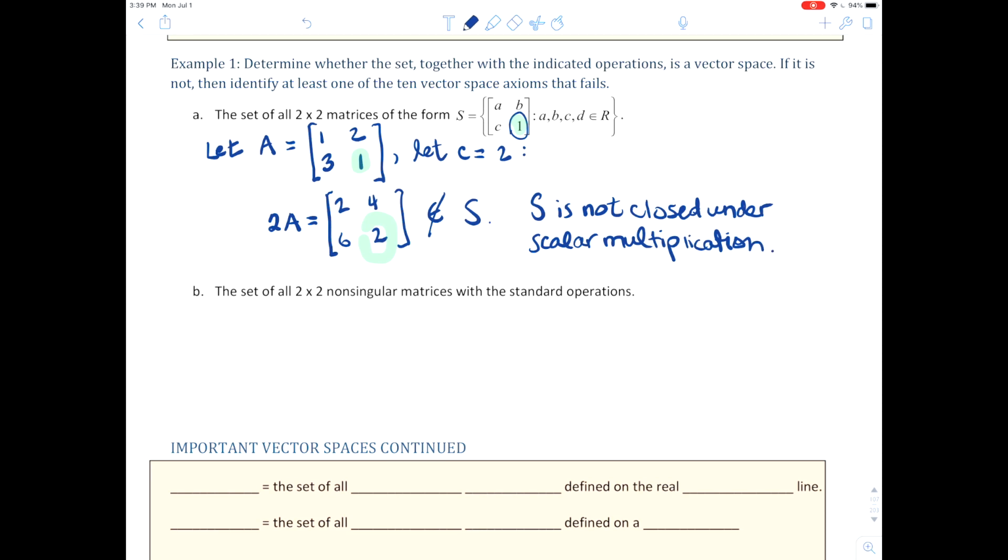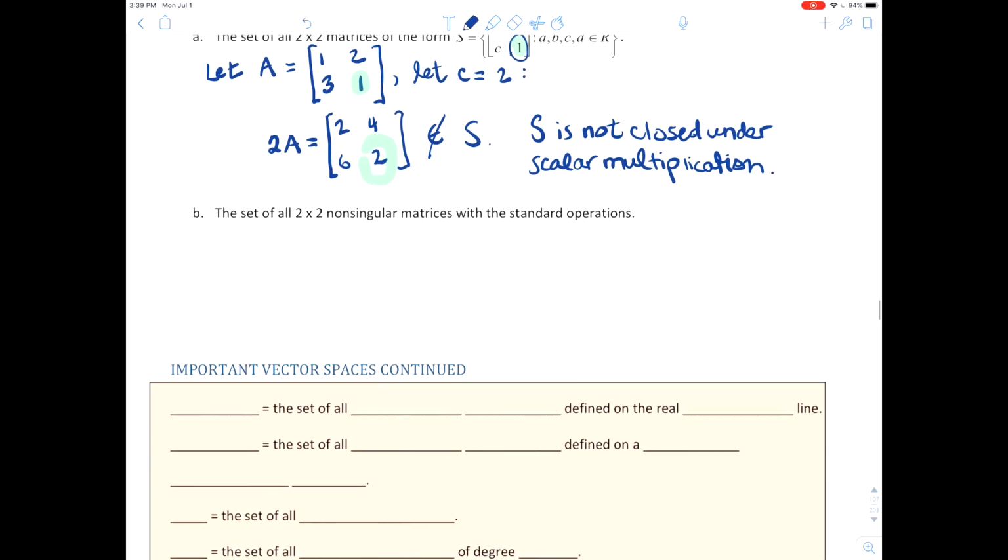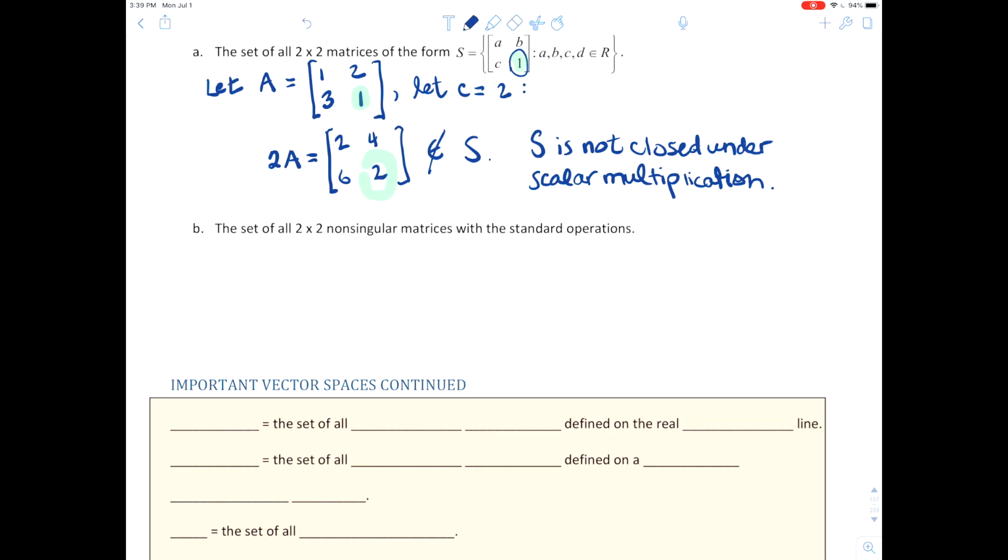Cool, cool? All right. Now, what about the set of all 2 by 2 non-singular matrices with the standard operations? So what is a singular matrix and a non-singular matrix? Beautiful. A singular matrix has what? A determinant which is 0, and a non-singular matrix has a determinant which is non-zero, right?